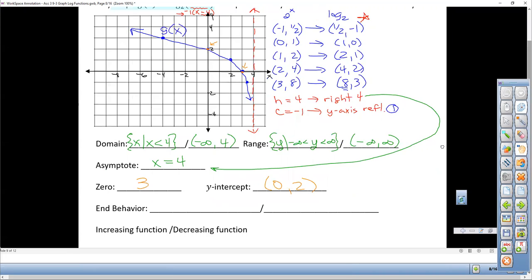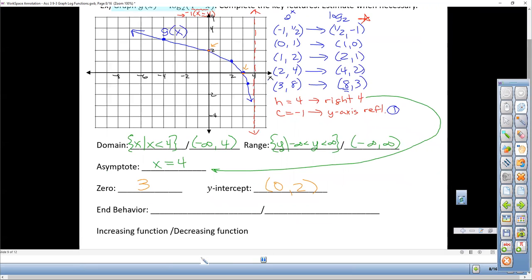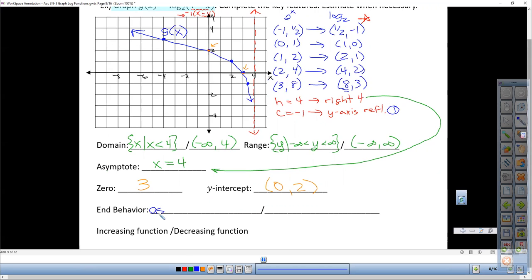Now end behavior. So your left end this time is going to be able to go all the way to negative infinity for x because there's no asymptote on the left side to stop it this time. So this time on our left, x goes all the way to negative infinity. Our function, or y values, the function is heading up, so we're heading to positive infinity for y.